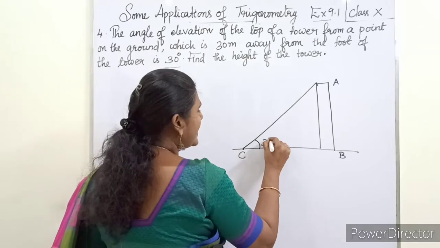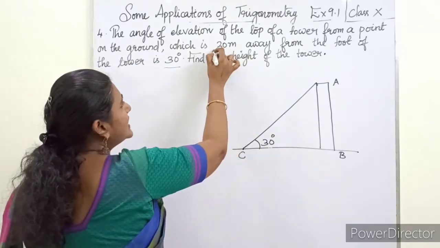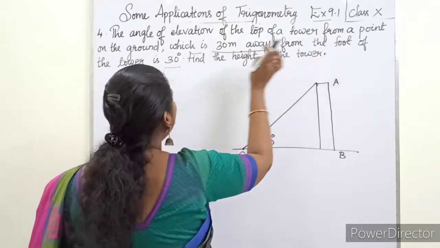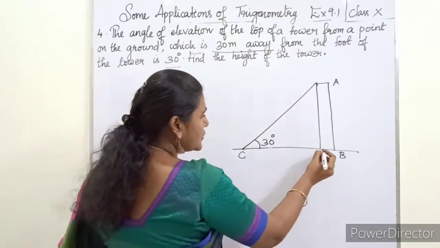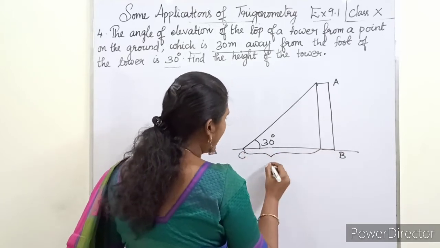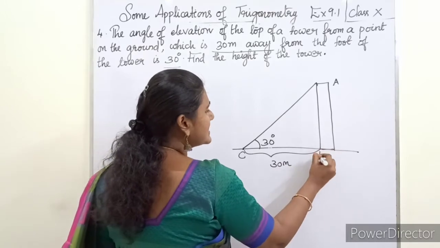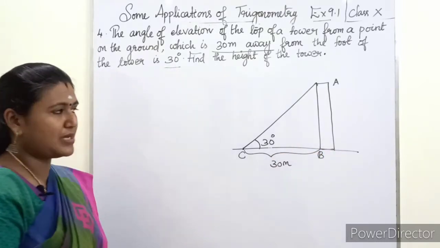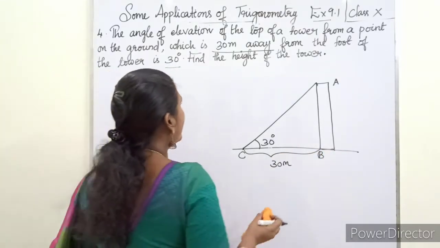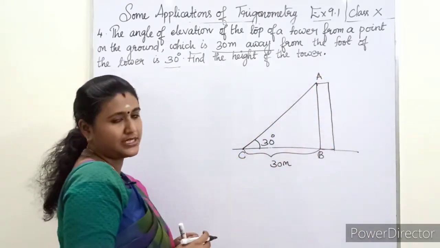So this angle is given as 30 degree and this point is 30 meter away from the foot of the tower. So foot of the tower is this portion. So this is 30 meter away from the foot of the tower. So this BC distance is given as 30 meter. Then we have to find the height of the tower, that is AB we have to find here.